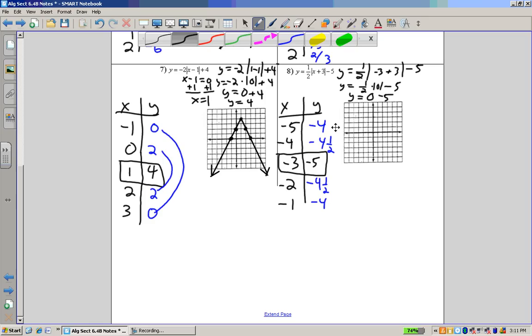Okay, let's graph. Negative 5, negative 4, negative 4, negative 4.5, negative 3, negative 5, and negative 2, negative 4.5, last but not least, negative 1, negative 4. That forms the basis for my graph.